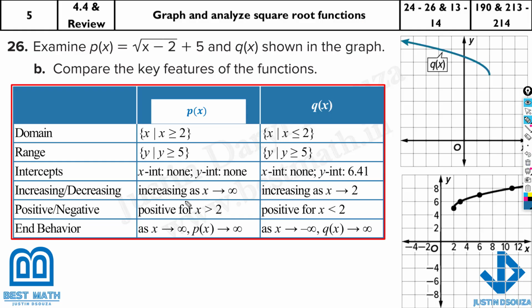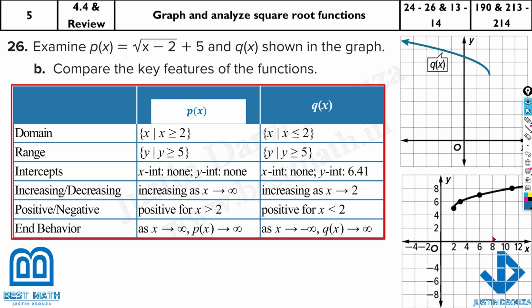And where is it positive and negative? Both are just positive. There's nothing below the x-axis, so it's positive and positive. This one is positive, greater than x equals 2. This one, less than x equals 2. Here, p of x is the below function. Q of x is the above function.